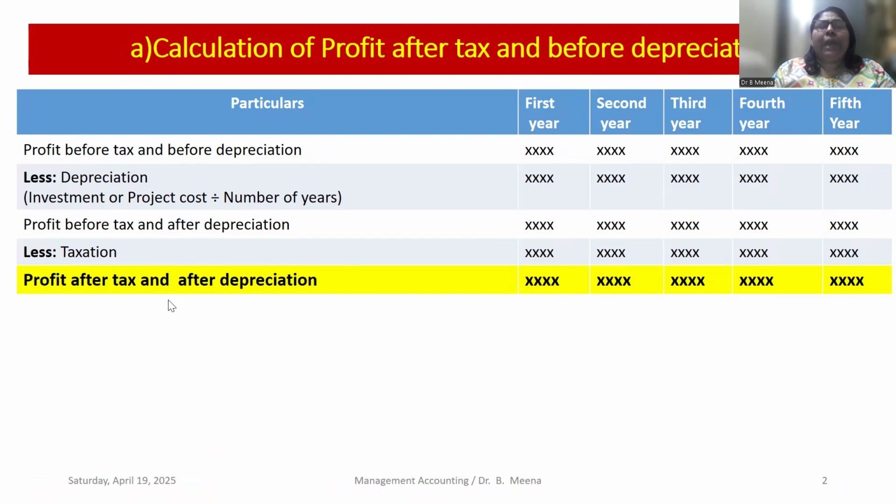First of all, we need to calculate profits after tax and after depreciation. In all other methods, we used to calculate the annual cash inflows. We calculated profits after tax but before depreciation, and we added depreciation in the last step. But in this method only, we are going to calculate profits after tax as well as after depreciation. So first we deduct the depreciation, then deduct the taxation. The answer is called profits after tax and after depreciation. For each and every year, we will calculate it.